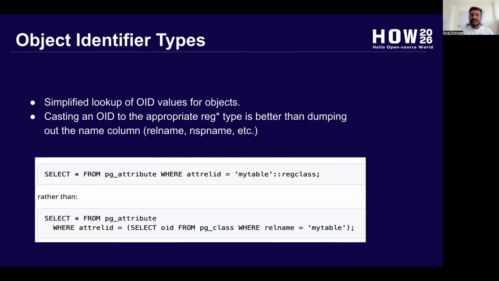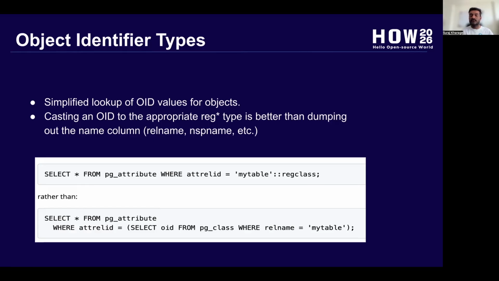PostgreSQL provides object identifier types, which simplify the lookup of OID values for objects. We just need to cast these types to an object name or the OID, and that will do a lookup for the object, right? This is for simplicity. And those object identifier types start with reg. I have given two queries in this slide. The first one uses the object identifier types, and the second one is without object identifier types.